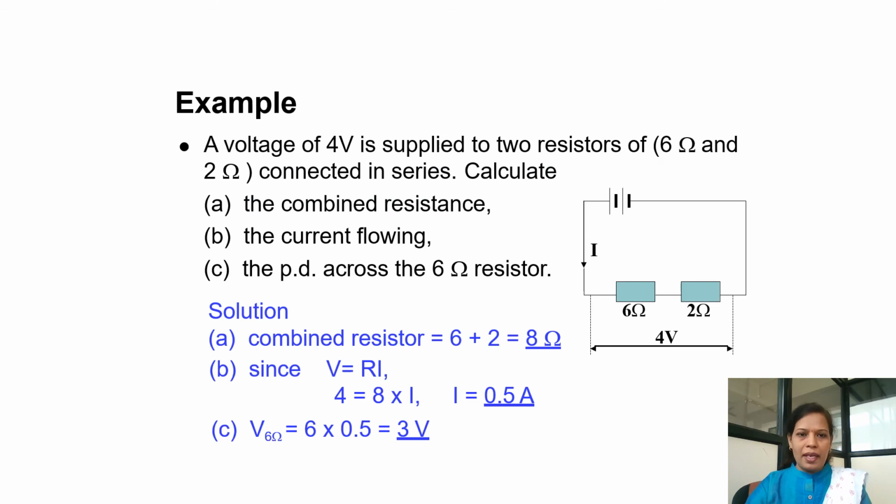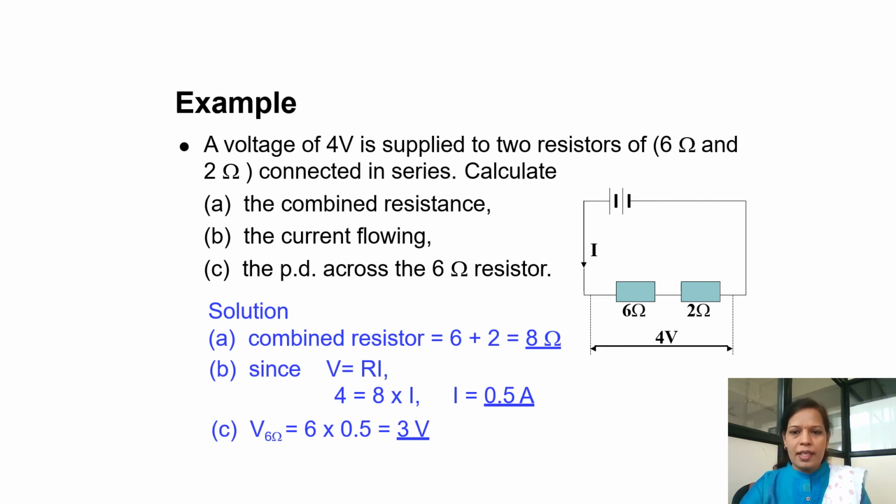Here we will see some examples. In one example, a voltage of 4 volt is supplied to two resistors of 6 ohm and 2 ohm connected in series. Then calculate the combined resistance, the current flowing and the potential difference across the 6 ohm resistance.